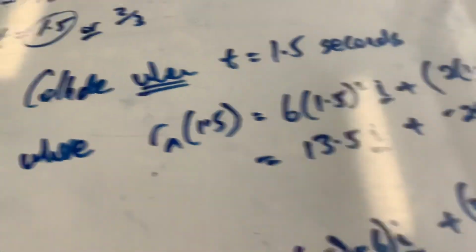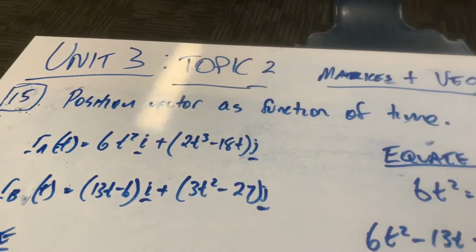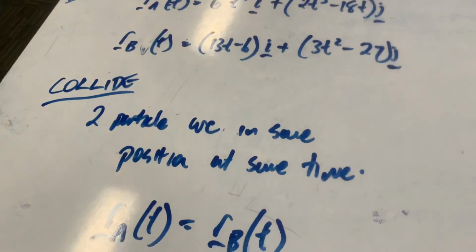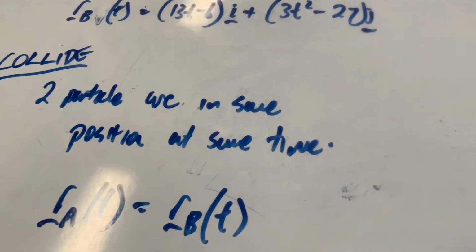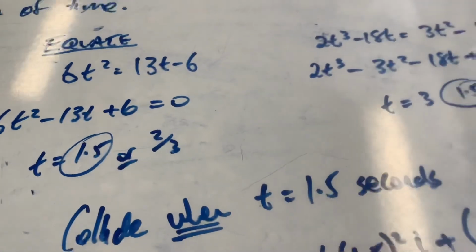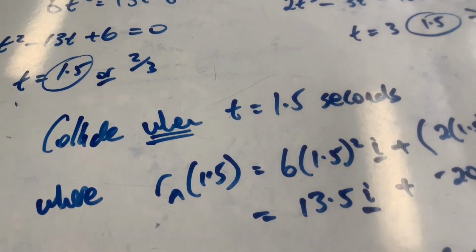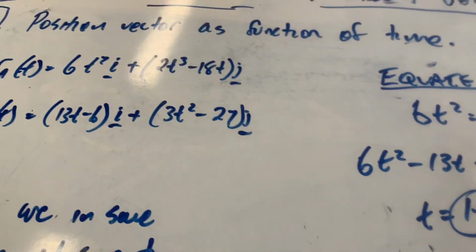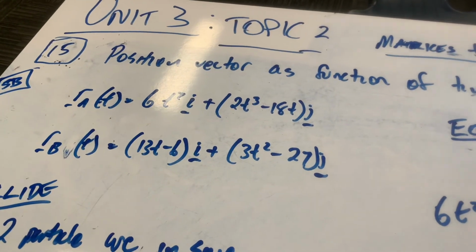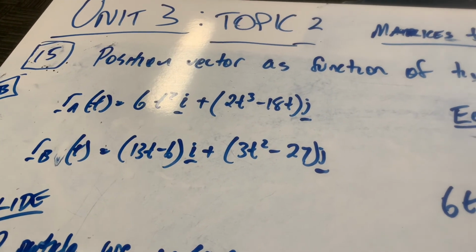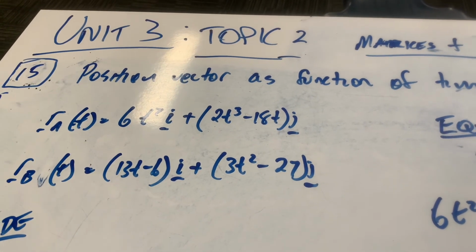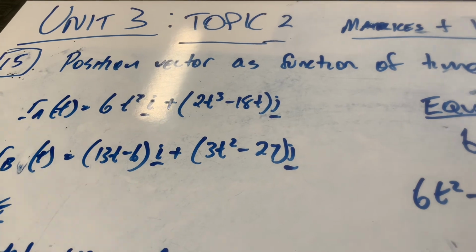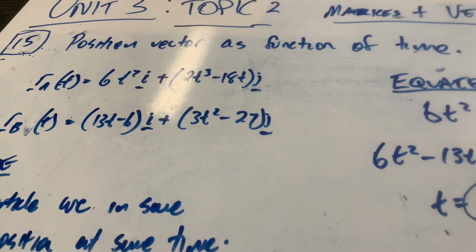Just reminding, if we're given the position vector as a function of time, in a collision question we're looking at the particles being in the same position at the same time. So we just equate the i's and the j's to find the time. You could be asked other things with a position vector as a function of time, such as where was the initial position, in which case you substitute in t equals 0, or what's the position at t equals 10, say, and you can work it out. All right, that's it, I'm done.